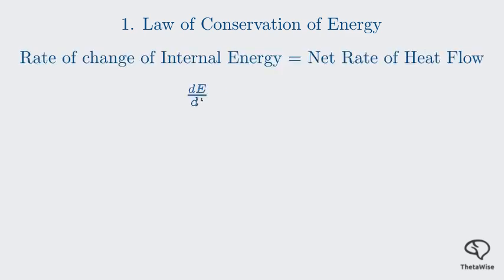To derive the heat equation, we need two key physical principles. Let's start with the first one. The first principle is the law of conservation of energy. This law states that energy cannot be created or destroyed. In the context of heat, this means that any change in the internal energy of a system must be due to heat flowing into or out of that system. We can write this as an equation. The rate of change of internal energy, which we'll call E, is equal to the net rate of heat flow into the system, which we'll call Q.